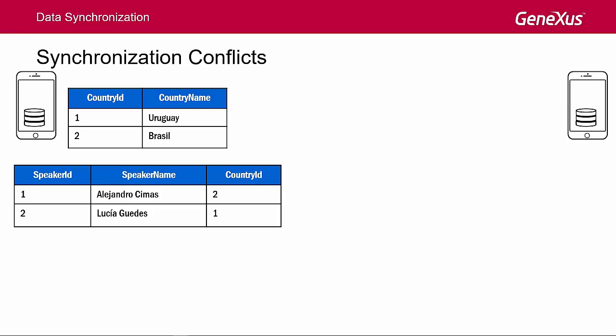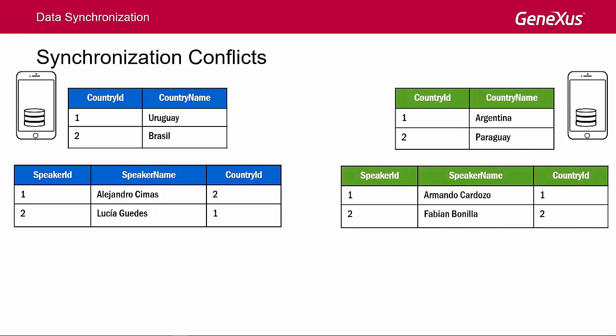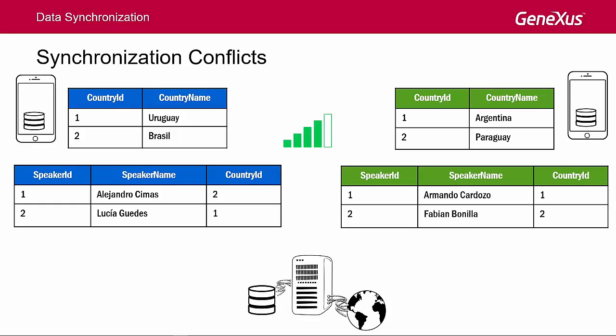Suppose that the application is installed on 2 different devices, and it's working offline. From device 1, the country Uruguay is inserted with ID equals 1, and Brazil is inserted with ID equals 2. And from device 2, the country Argentina is inserted with ID equals 1, and Paraguay is inserted with ID equals 2. All the data is saved in the local database of each device. Once an internet connection is obtained, one of the devices is synchronized with the server, sending all the operations made through a business component over the local database.